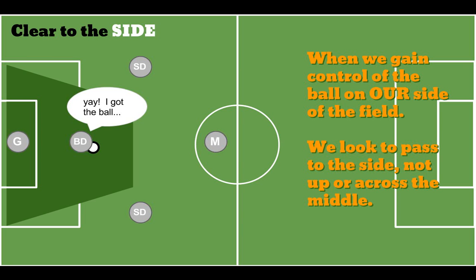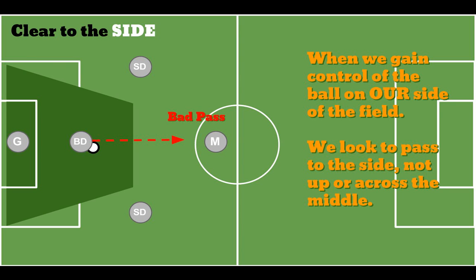So let's say in this case, our back defender has just stolen the ball. She's got it right at the top of the box, right at the top of the penalty area, and she's excited about that. What is she going to do? Well, even if that midfielder in the middle of the field is wide open, we do not want to pass the ball forward that way. That is a bad pass. That's a dangerous pass because if that pass is intercepted, it almost always turns into a shot on goal.